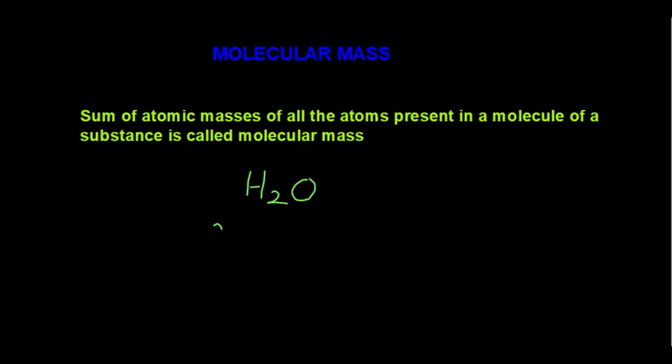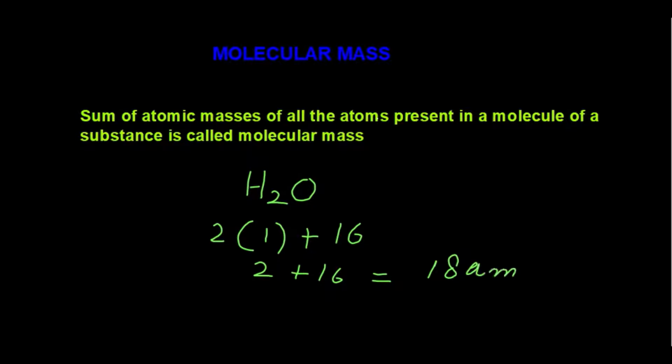Now we want to calculate the molecular mass of water. We have 2 atoms of hydrogen, right? Multiply by the atomic mass of hydrogen, which is 1.008 atomic mass unit. Simply we write it as 1. Plus the atomic mass of oxygen. We know very well the atomic mass of oxygen is 16 atomic mass unit. Now we simplify it. 2 times 1 plus 16 becomes equal to 16 plus 2, which is 18 atomic mass unit. This is the molecular mass of water.